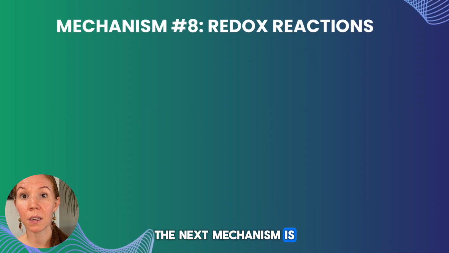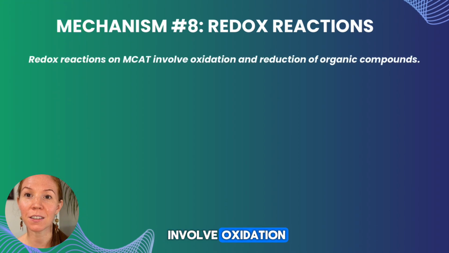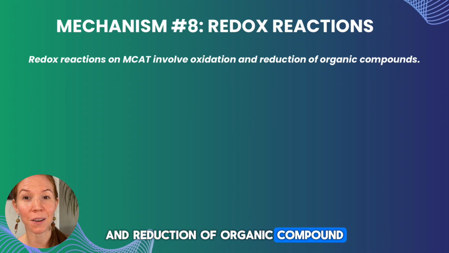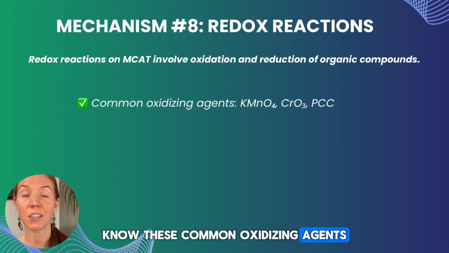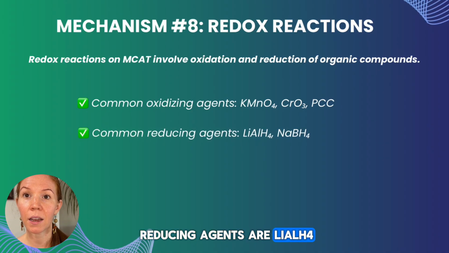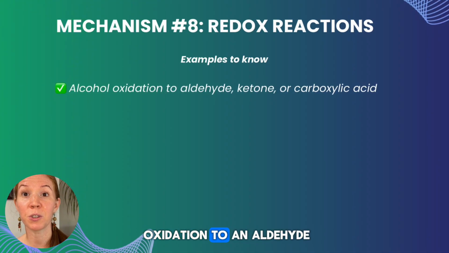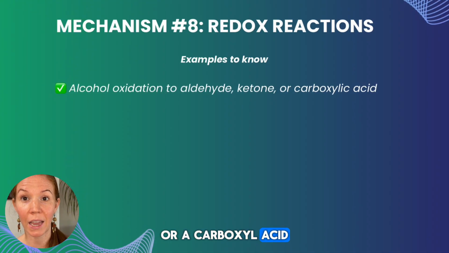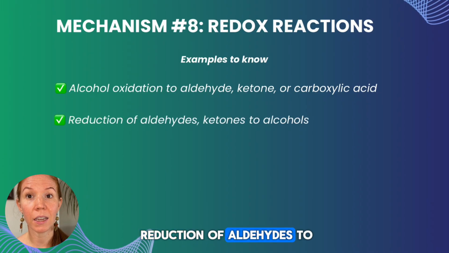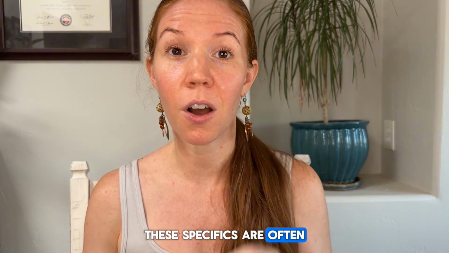The next mechanism is redox reactions. Redox reactions on the MCAT are going to involve oxidation and reduction of organic compounds. Know these common oxidizing agents. You've got KMnO4, CrO3, and PCC. Those are the three most common. And then your common reducing agents are LiAlH4 and NaBH4. Some examples are alcohol oxidation to an aldehyde or a ketone or a carboxylic acid. You also see the reduction of aldehydes and ketones to alcohols. Make sure that you know exactly which reagents produce what products. These specifics are often tested on the exam.